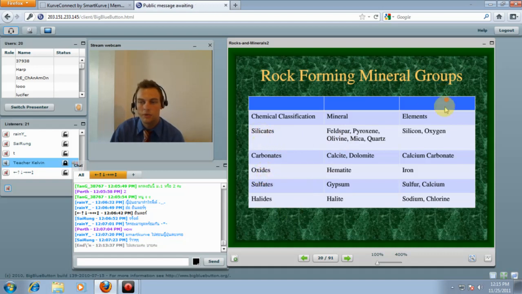And these are examples. Silicate, silicon. You have O2 as well. Carbonates, carbonate, and then you just remember you have calcium as well. Oxide, iron, sulfate, sulfur. Halides is kind of confusing, sodium and chlorine. But so these are the elements that make up the minerals, and this is the name of their classification.